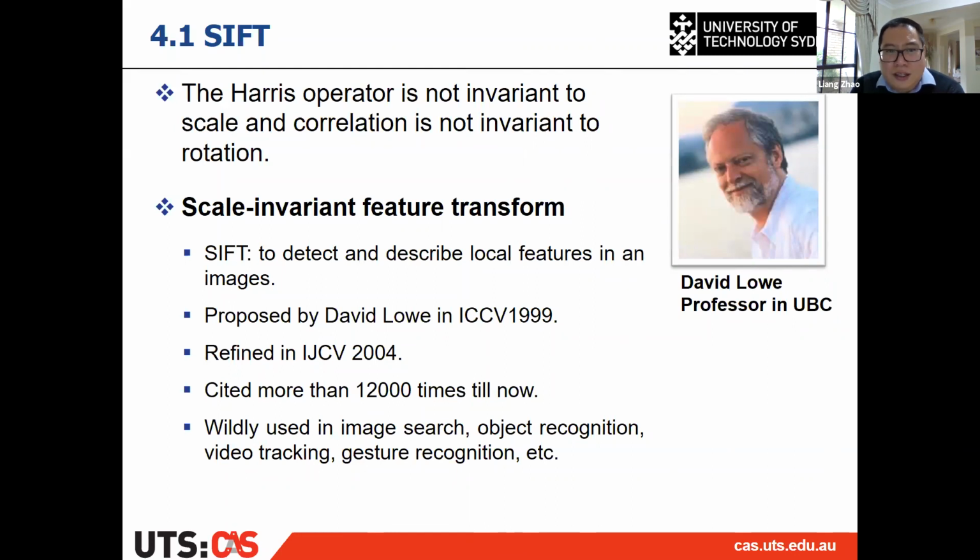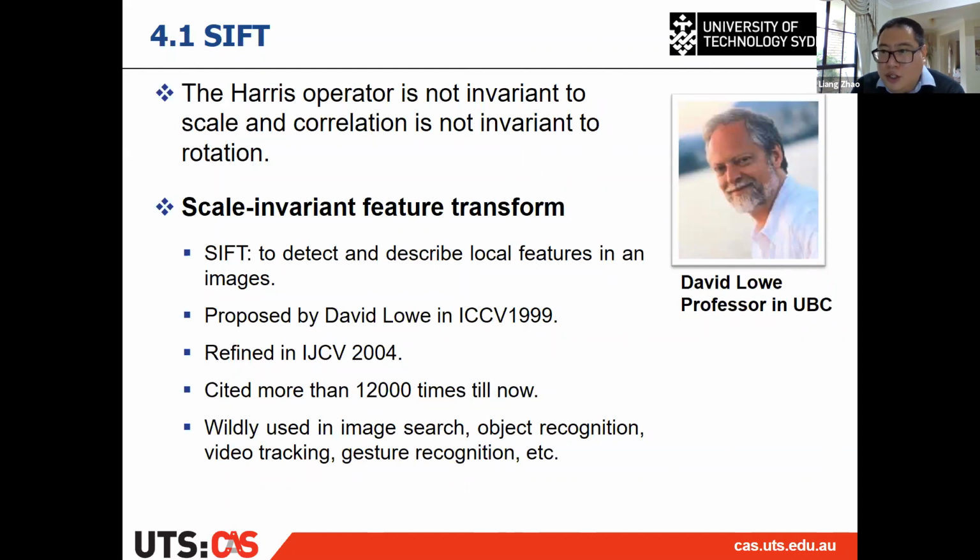The full name of SIFT is Scale Invariant Feature Transform. SIFT is used to detect and describe the local features in an image. That's the purpose. This work was proposed by Professor David Lowe at UBC, the University of British Columbia in Canada. The first paper about it was published at ICCV 1999. ICCV is one of the best conferences in computer vision. There are three top computer vision conferences. One is ICCV, the International Conference on Computer Vision, and another is the European Conference on Computer Vision, ECCV.